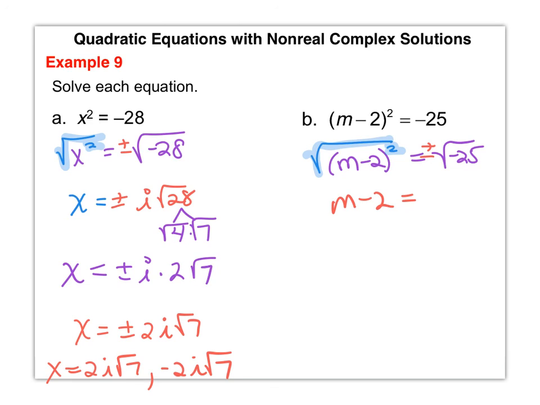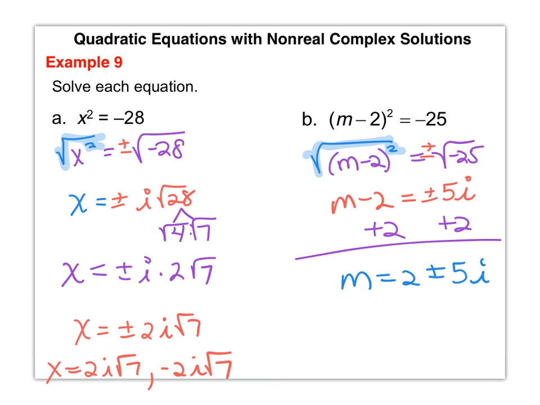Well, the square root of negative 25 is also an imaginary number. It's going to be plus or minus i times the square root of 25, which is 5. So we can write that as plus or minus 5i. Now we can add 2 to both sides of this equation so that we get m is equal to 2 plus or minus 5i. So one of those answers is m equals 2 plus 5i, and the other is m equals 2 minus 5i. And again, you do want to check those by putting those back into the original equation and checking your work.